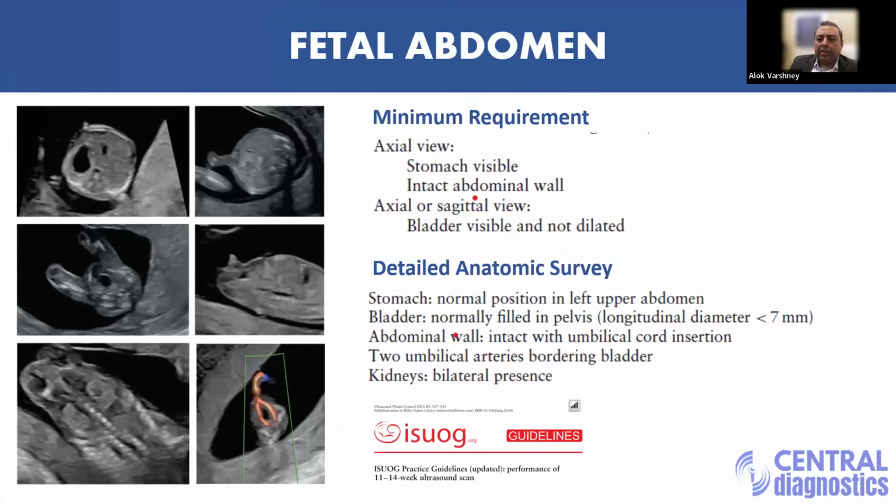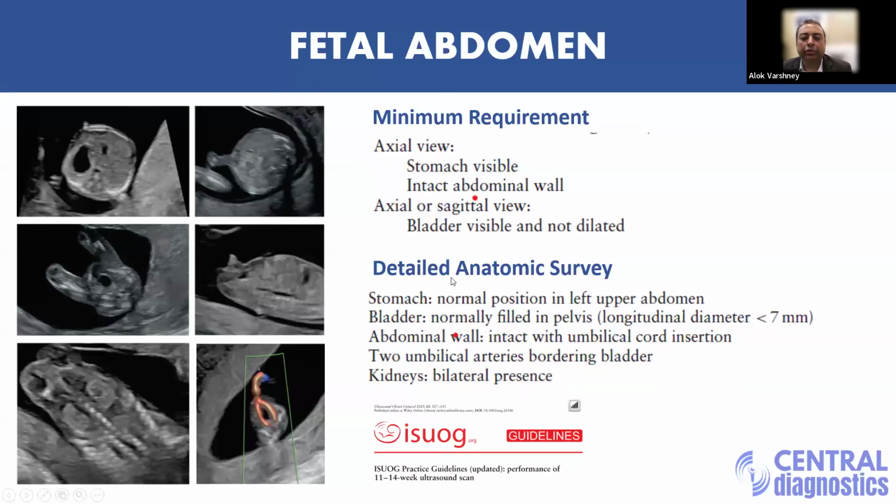Okay, so I think the other heart abnormalities will be discussed in great detail by Dr. Shilpa in her talk. So let's leave some for her. For the abdomen, the minimum requirement is that we take an axial view in which the stomach should be visible, and we make sure that the abdominal wall is intact, or the bladder should also be visible, and it should not be dilated. So for that, we can take an axial or selective view.